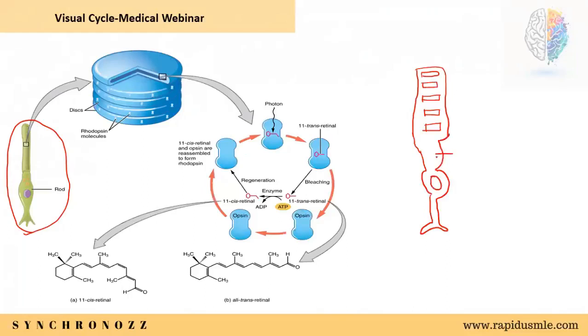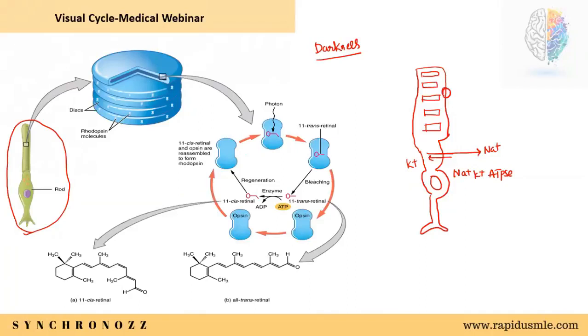Here lies the Na plus K plus ATPase channel. What is the main function of this? It pumps sodium out and takes in potassium. Let us take a scenario. Now the patient or a person is sitting in darkness. So when there is no light falling on the eye, what happens?